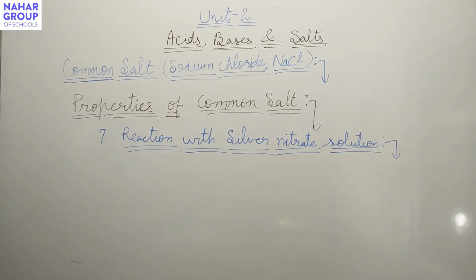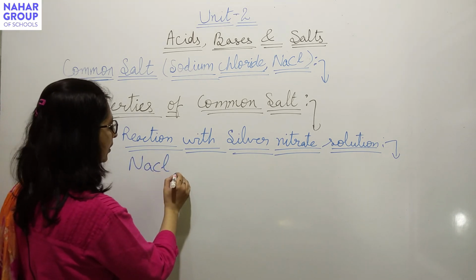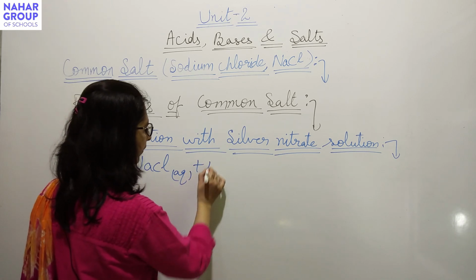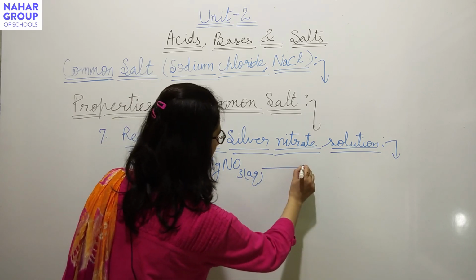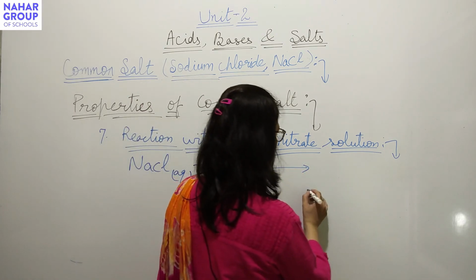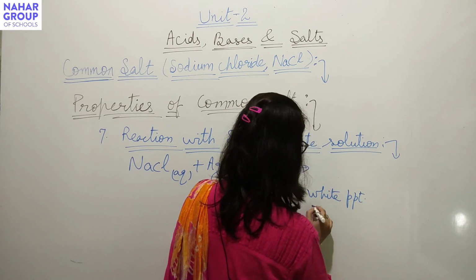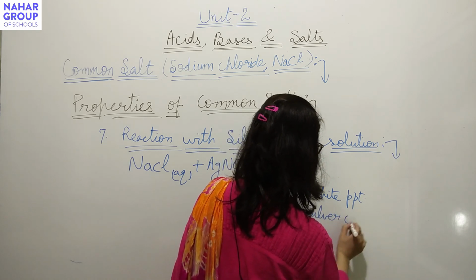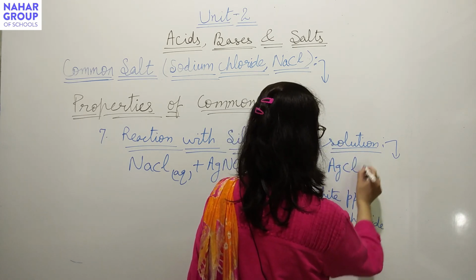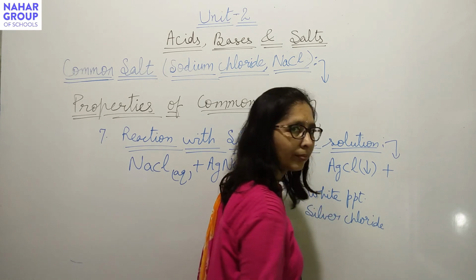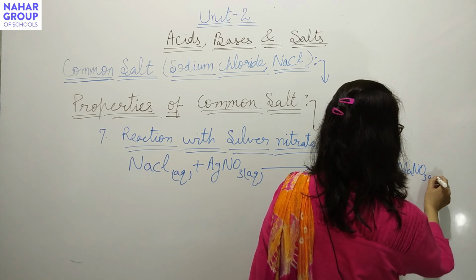Next property is reaction with silver nitrate solution. When sodium chloride solution reacts with silver nitrate solution, it gives the white precipitate of silver chloride, that is AgCl, and sodium nitrate solution we are getting.